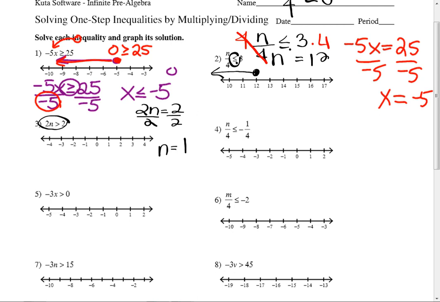It says 2n is greater than 2. Doesn't say greater than or equal to. It doesn't have the little line under there. So no, I don't get to include that. And then what's the easiest number I can put in here to test?